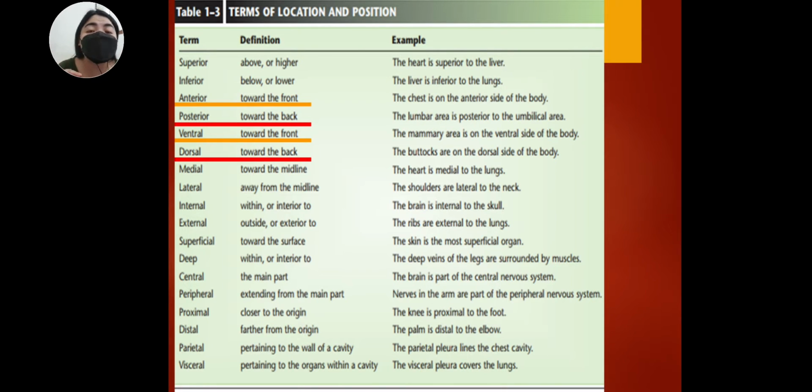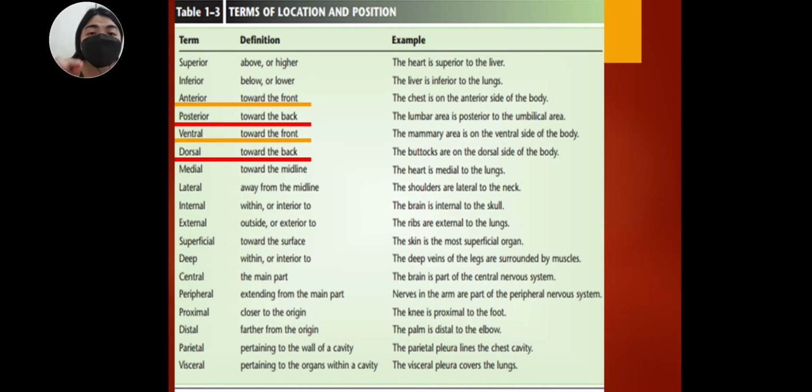It is in contrast to external. For external naman, it is labas, nasa labas, outside, or exterior too. The best example would be the ribs are external to the lungs. Before you can locate your lungs, you will first locate your ribs. As I've said, ribs serve as the protection of your lungs. So before the lungs, you can see the ribs. That's why it is said external to the lungs. Nasa labas, the location of the ribs is outside of your lungs.